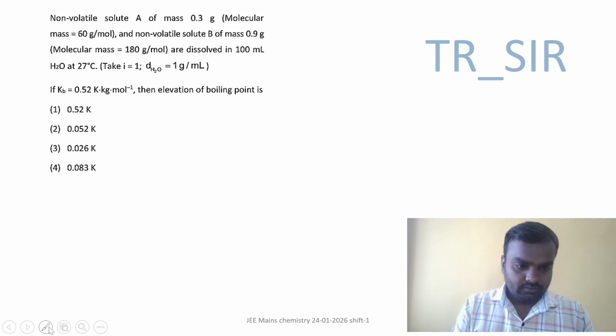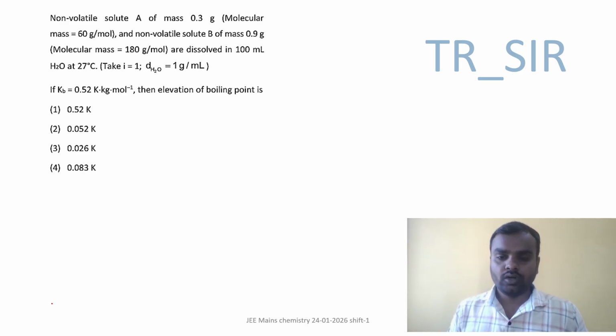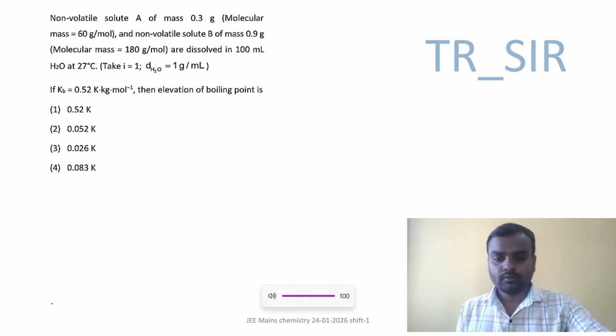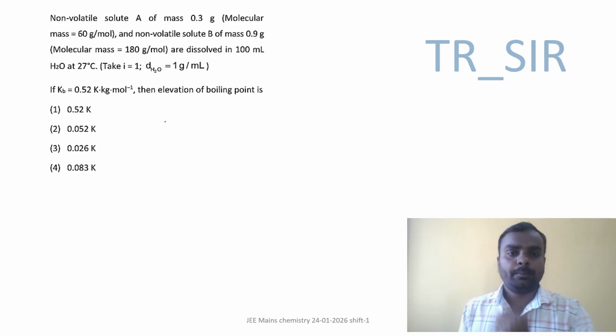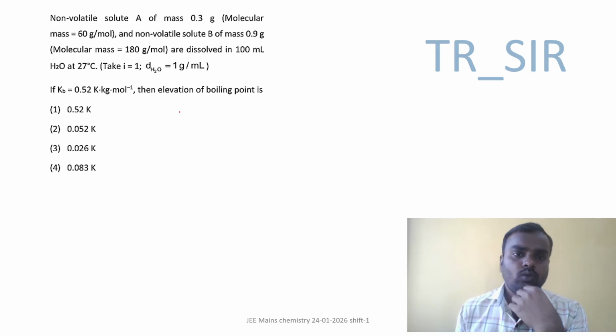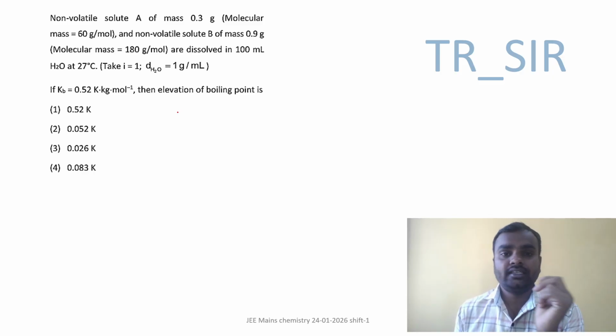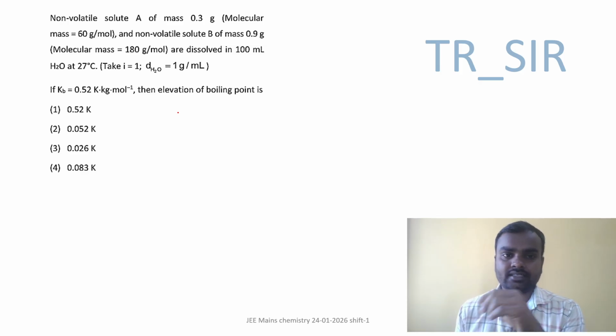Now see, the question will look like this, from the Solutions chapter of class 12. Okay, so here we have a non-volatile solute A of 0.3 gram, and its molecular weight is given. Again, another non-volatile solute of mass 0.9 gram and molar mass 180 are dissolved in 100 ml of H2O at 27 degrees Celsius.